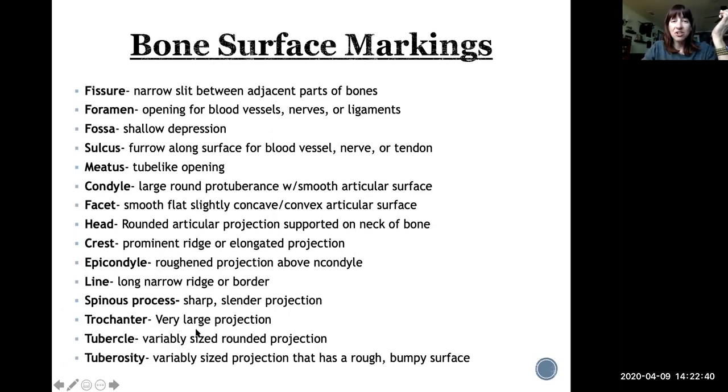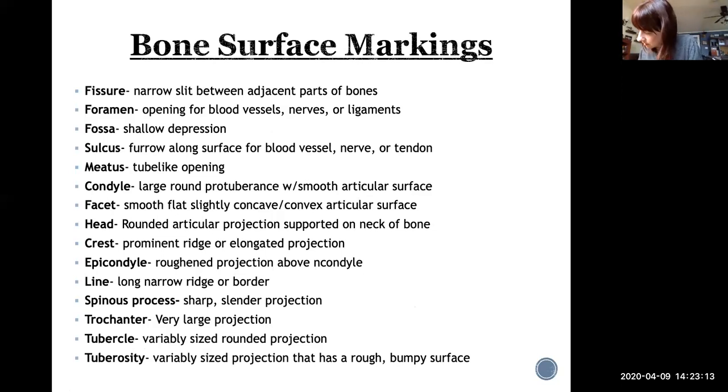A trochanter is a general word for a large projection. So most trochanters are on your long bones, and they are just like big old bumps that allow for muscles or ligaments or tendons to attach to. A tubercle is a large projection, but it's rounded. So you have tubercles, I believe, at the ends of some of your long bones.